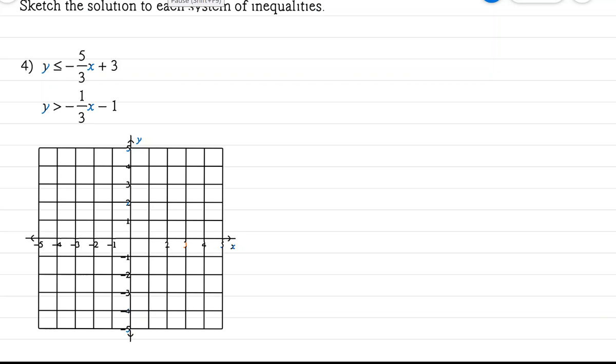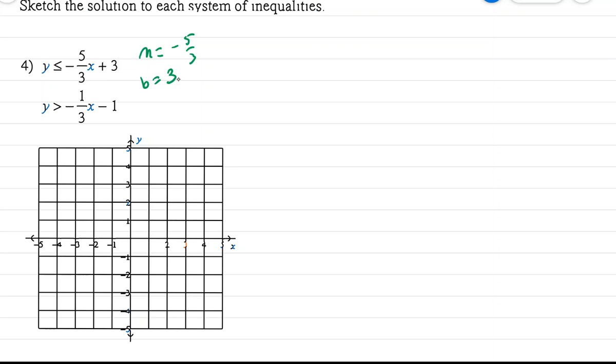Welcome back, students. Tonight we're going to be solving question number 4 from the in-class practice worksheet I gave you December the 3rd on System of Inequalities. First equation, you notice it's already in slope-intercept form, so we're going to go ahead and find m and b. M is equal to negative 5/3, whereas b is equal to a positive 3.